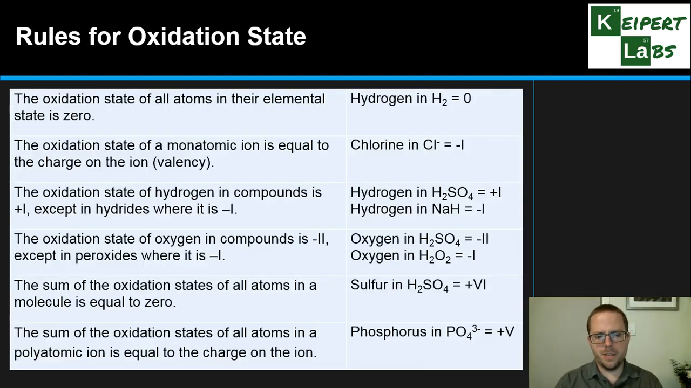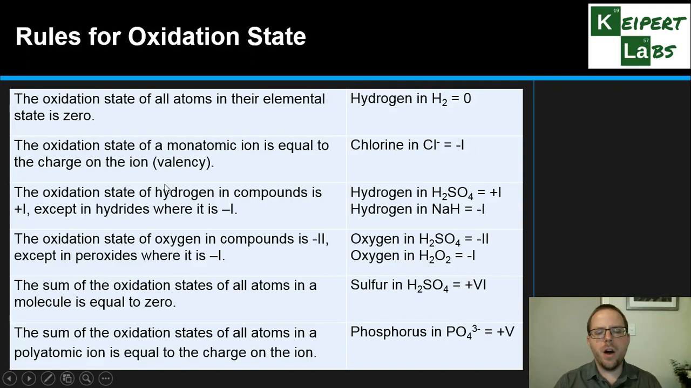All right, now I appreciate that this table is, all of a sudden, lots of these different things. But a couple of key things we'll go through. The first one is that the oxidation state for atoms when they are as an element is always zero. So hydrogen in H2 is zero. Copper metal, zero. Silver metal, zero. The oxidation state of a monatomic ion is equal to the charge on the ion, its valency. So the oxidation state of chlorine in the chloride ion is -1, because that's the charge on the ion. If it's a sodium ion, it would be +1. The oxide ion, it would be -2, and so on.